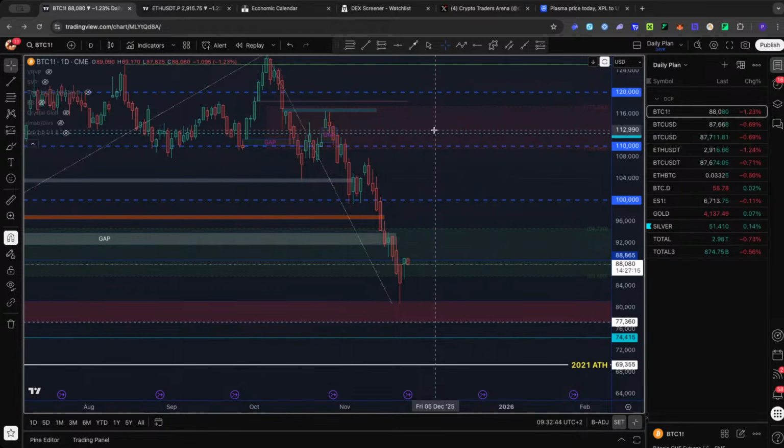When I say I don't see it, I don't see probability for that. That doesn't mean it's not possible in half an hour to be at 110. No, it's possible. Anything is possible in crypto. But I don't see the probability for the market to reverse and go there.